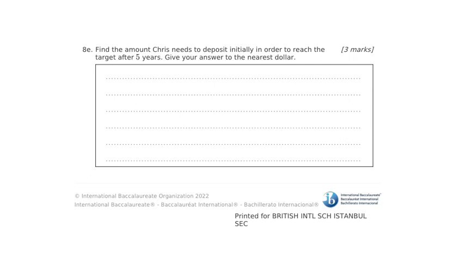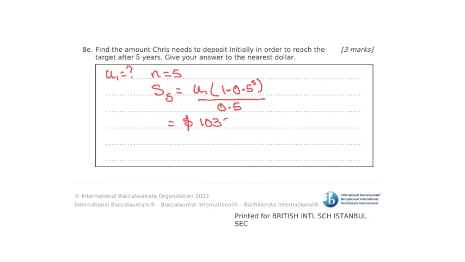Find the amount Chris needs to deposit initially in order to reach the target after 5 years. Give your answer to the nearest dollar. Again, this is a geometric sequence, but now we have a time limit, and we want to find U1 when n is equal to 5. So we want to find S5, which is equal to U1 times 1 minus 0.5 to the power of 5, all over 0.5, which when you work it out comes to $10,322.58, which is equal to $10,323 to the nearest dollar.